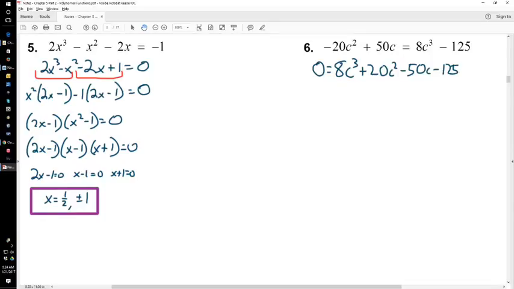So 0 equals, and I'm going to try difference of squares on this one as well. It may not work, but just from looking at it, it looks like it might. So the first one, I'm going to divide out a 4c squared. That's the biggest number I can pull out, and the biggest variable I can pull out. 8 divided by 4 is 2. c cubed divided by c squared is c. 20 divided by 4 is 5. And c squared divided by c squared is 1, so those cancel out.